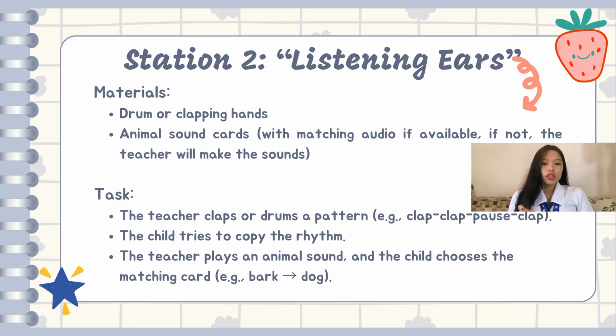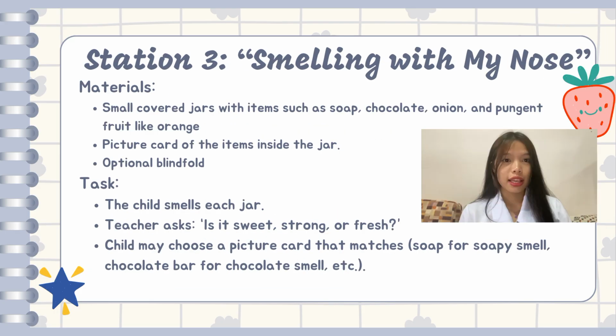For example, clap, clap, pause, clap, and then the child would try to copy the sound that the teacher made. And also, the teacher plays an animal sound and the child chooses the matching card for the animal sound. For example, "bark" or "arf, arf" is a dog. This station checks if the child can listen carefully and respond to sounds. And the next station is station 3, smelling with my nose.